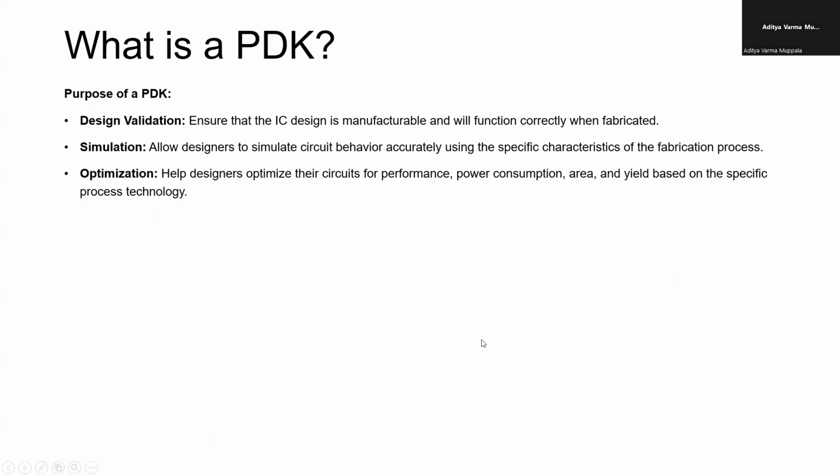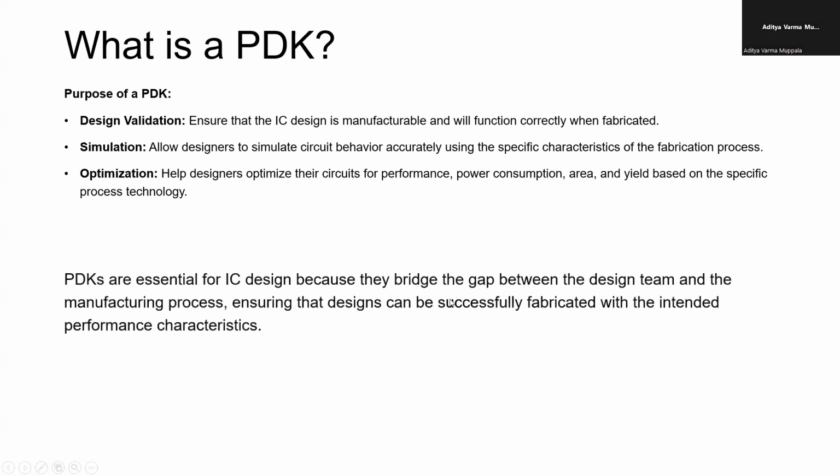So the main purpose is design validation. Make sure that what you've designed can actually be made. And then to be able to simulate the circuits that you've laid out, things like that. And of course, optimizing your design. So essentially, they are meant to bridge the gap between the design team, which is us, circuit designers, and the manufacturing process, which is the foundry, making sure that this bridge is made between these two groups of people. So that's what a PDK is. So enough about that. Let's assume you get access to a PDK. How do you get started, right?